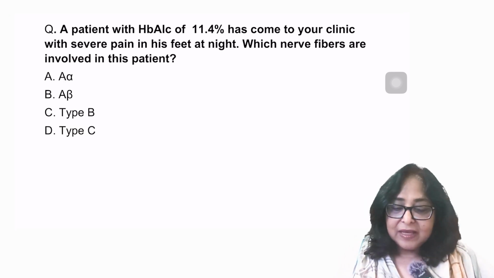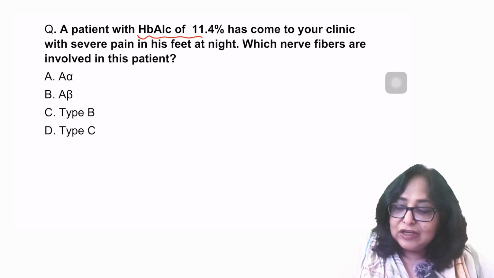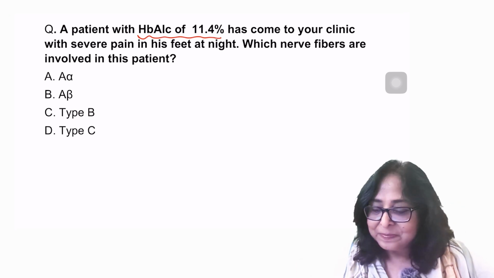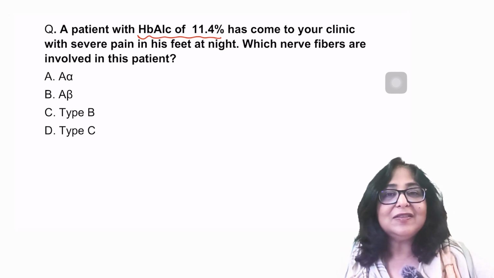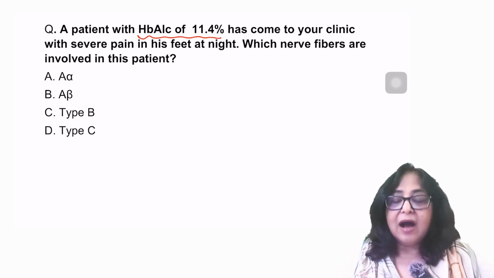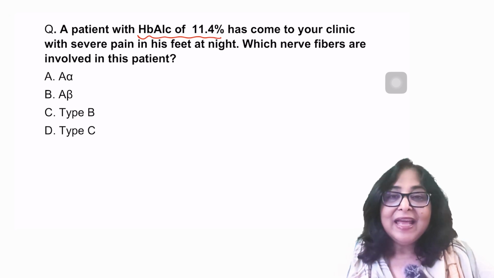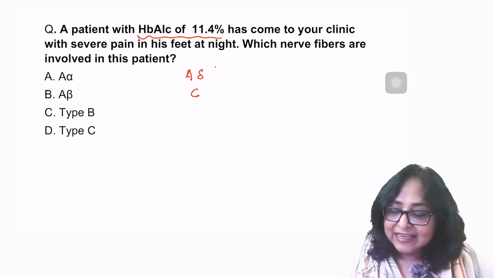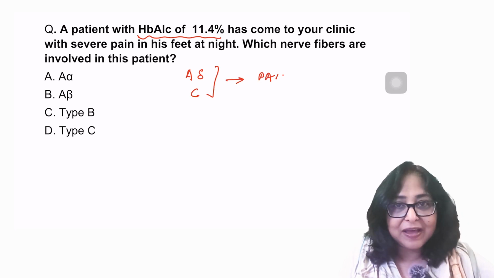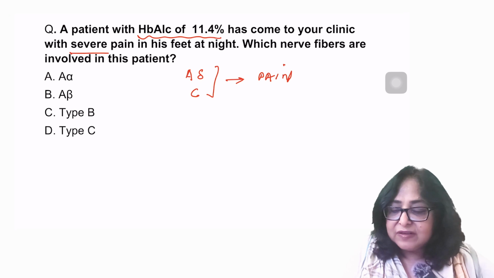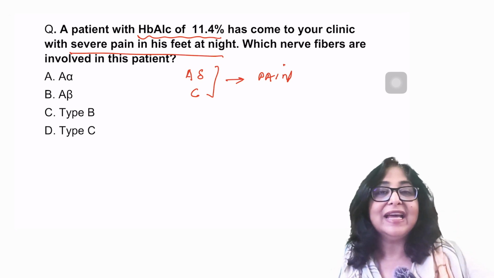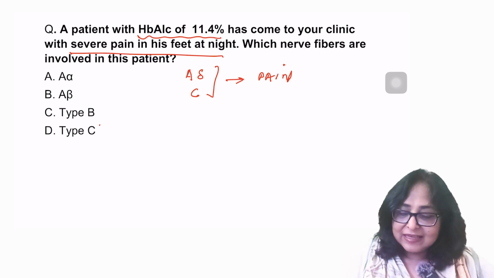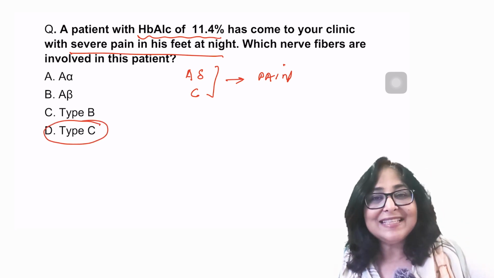The next question. A patient with an HbA1c of 11.4%, so this is definitely uncontrolled diabetes, has come to your clinic with severe pain in his feet at night. Which nerve fibers are involved in this patient? Now, pain fibers are A delta and C. These are your pain fibers. Here is a patient complaining of severe pain because you know in uncontrolled diabetes, neuropathy is very common. In this case, my answer becomes type C.